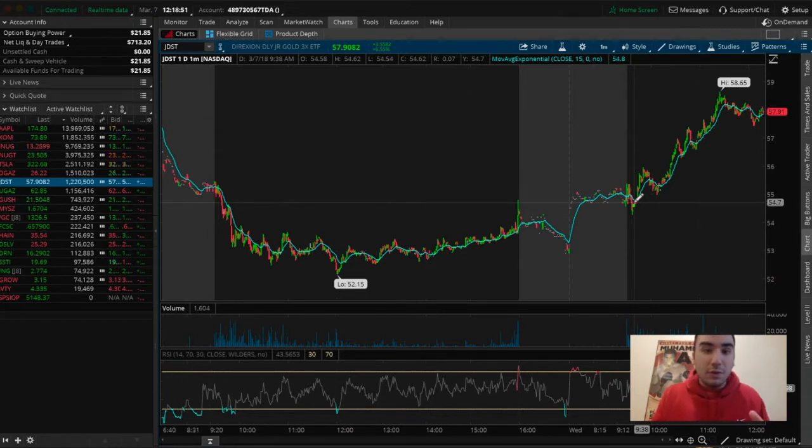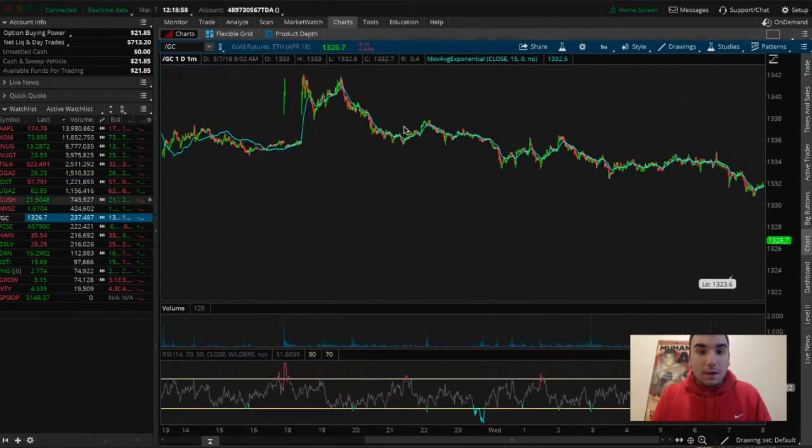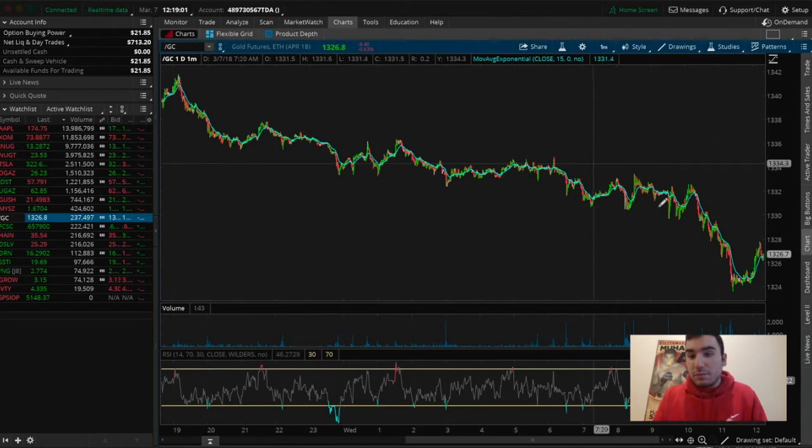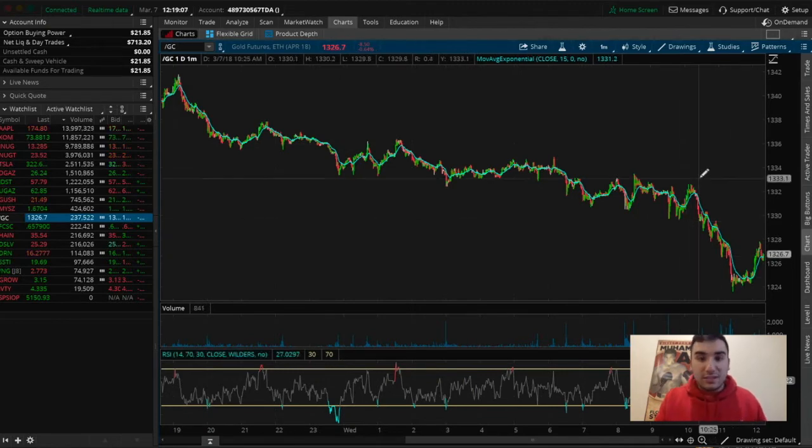For those of you that are new, JDST is an ETF, right? It's a gold-based ETF, so it performs according to how gold futures perform, right? This is /GC, gold futures, and whenever gold futures do poorly, JDST does well.